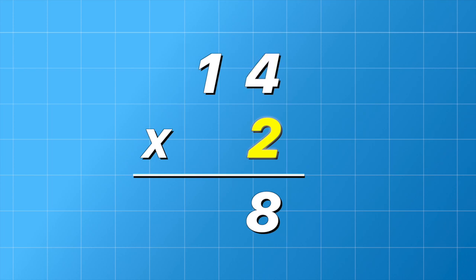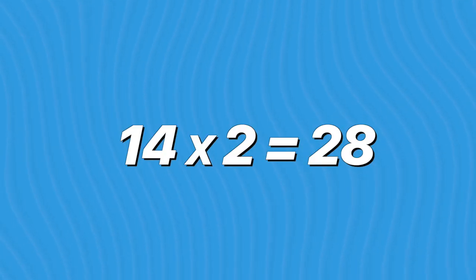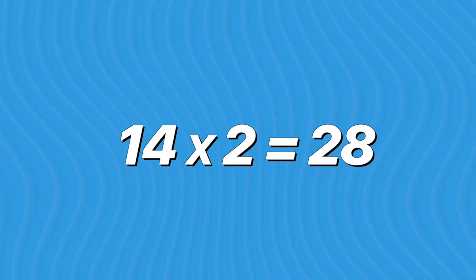Next, I have to multiply 2 by the number of tens, which is 1. 2 times 1 equals 2. I write the result in the tens column. In reality, I'm not doing 2 times 1 but 2 times 10 because the 1 represents a 10. And there we have it, our result. 14 times 2 equals 28.